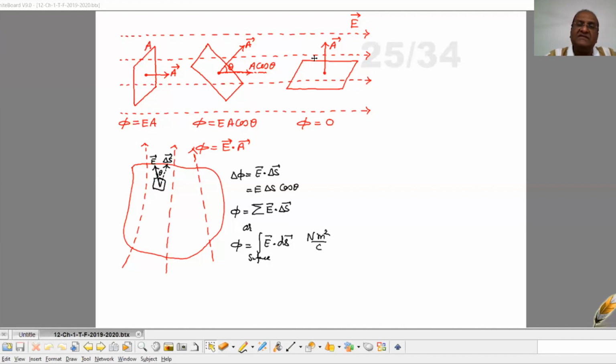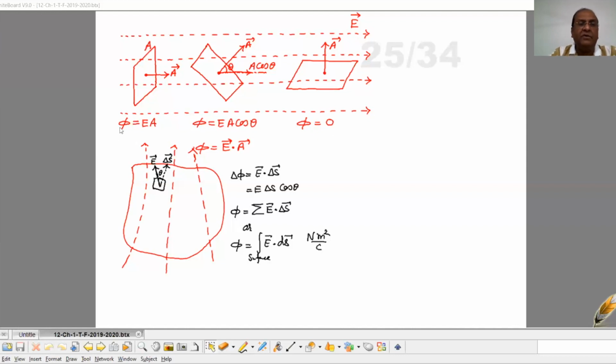Suppose the surface is perfectly parallel to the field, meaning the area vector is perpendicular to the field. In this particular case, not a single field line will pass through the surface. Therefore, the flux passing through this one is 0.